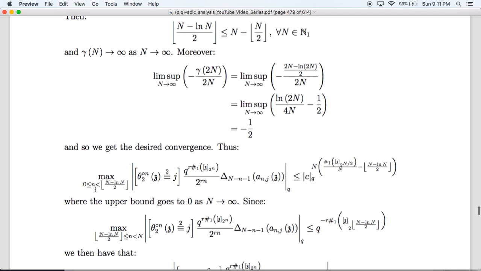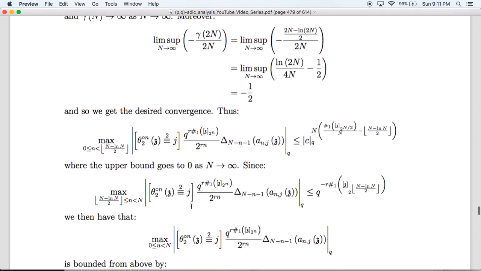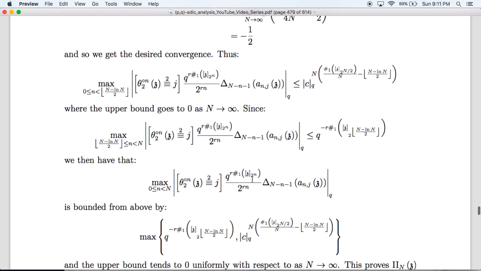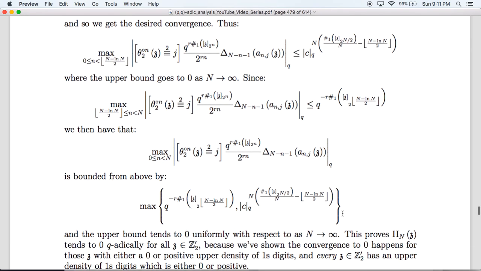So we then have that for n less than the cutoff, the q-adic absolute value of the term is less than this thing, and the upper bound goes to 0 as n goes to infinity. On the other hand, for n bigger than the cutoff, we once again will use this term, and so this thing is bounded above when we let n be everything from 0 to big N minus 1. This is bounded above by this, and this upper bound tends to 0 as big N goes to infinity.